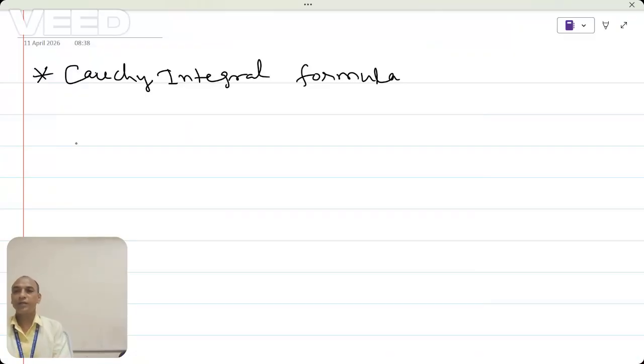Hello students, today I am going to discuss the Cauchy integral formula. Cauchy integral formula is useful to evaluate certain complex functions, actually by not integrating them. So what is that? Let us discuss. Along with that, we will discuss some problems also.